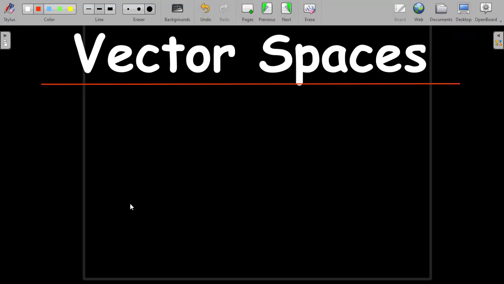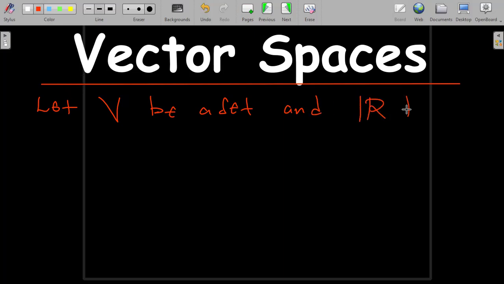To define what a vector space is, you need about 10 conditions. 5 of them will be under addition, and 5 of them will be under multiplication. So let V be a set and R be a field.